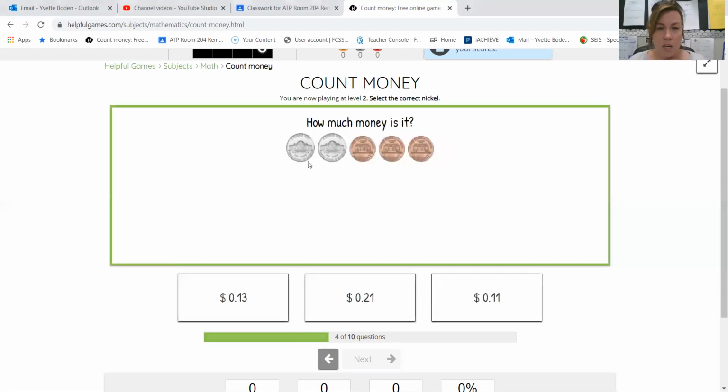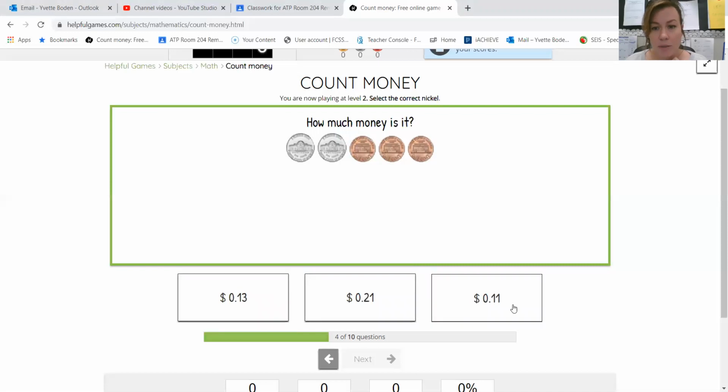Next, 2 nickels and 3 pennies. Again, we're going to count by fives. 5, start with the 5, 10, and then I'm going to count by ones. 11, 12, 13. 5, 10, 5 plus 5 is 10. 5, 10, 11, 12, 13.